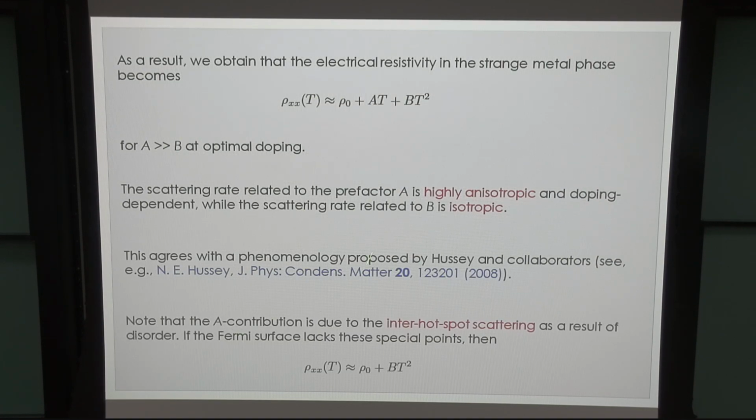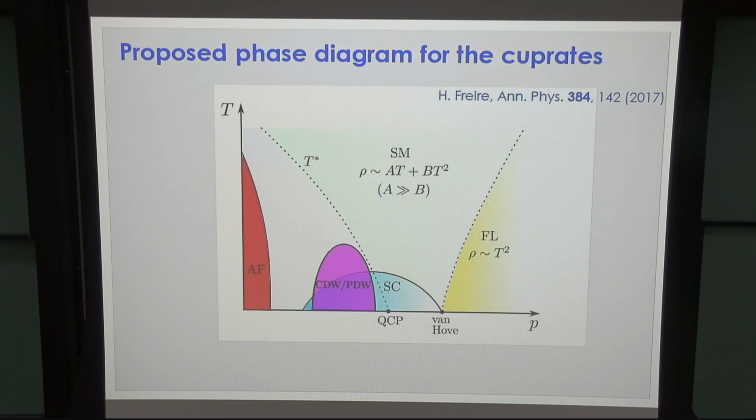Note that the A contribution is related to the inter-hotspots scattering, which means that if the Fermi surface lacks these special points, then one would recover a T squared term, so a quadratic resistivity. Does that make any sense? So I show you where he proposed a possible phase diagram for the cuprates. And so what we get is, for the strange metal phase, in addition to the linear term, we also get a quadratic term here.